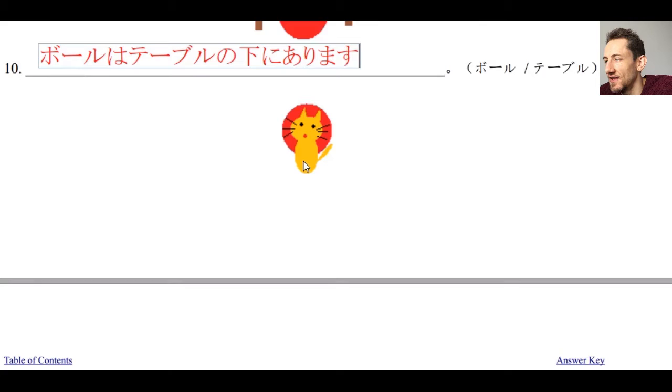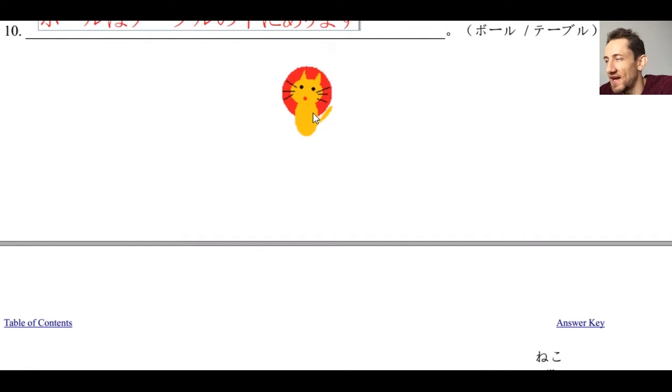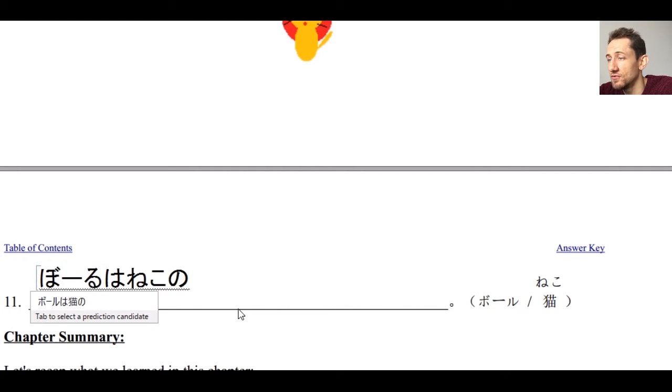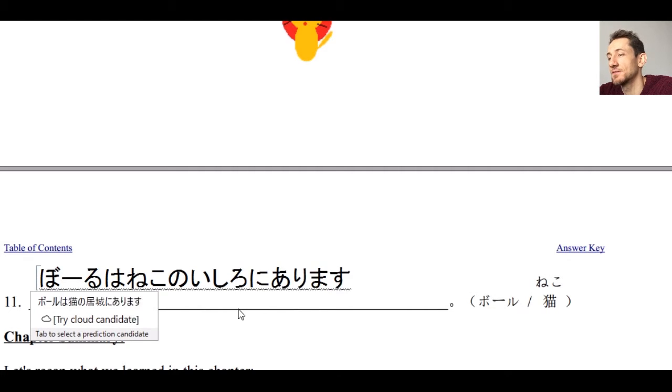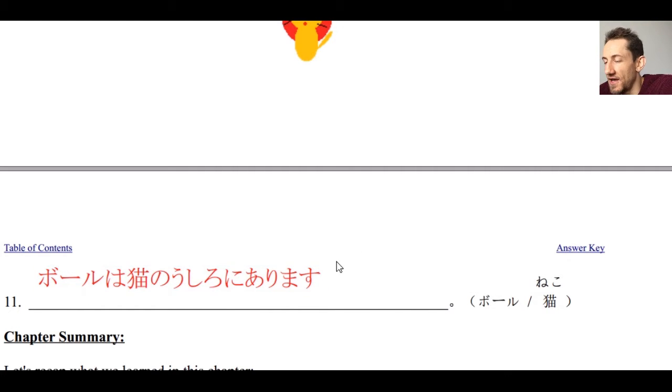And the last one, I think, number 11. So you have the cat and the ball. So ボール and 猫. The ball is behind the cat. So again, we need to use 後ろ. So we say ボールは猫の後ろにあります. I messed that up somehow. ボールは猫の後ろにあります. And that's it.